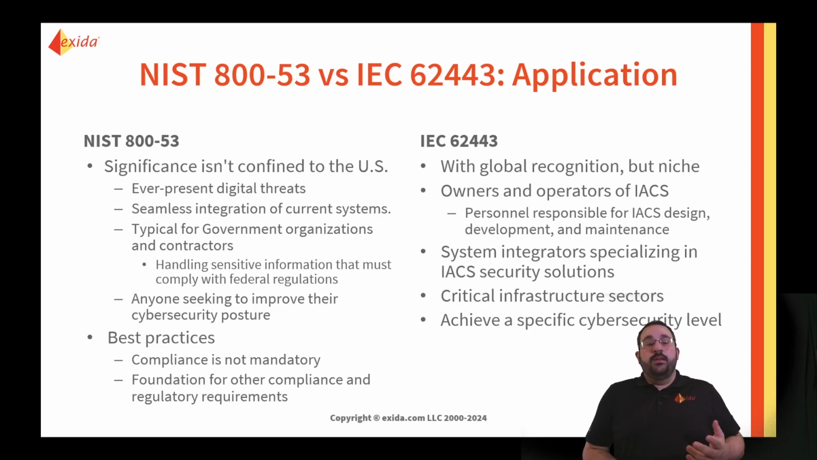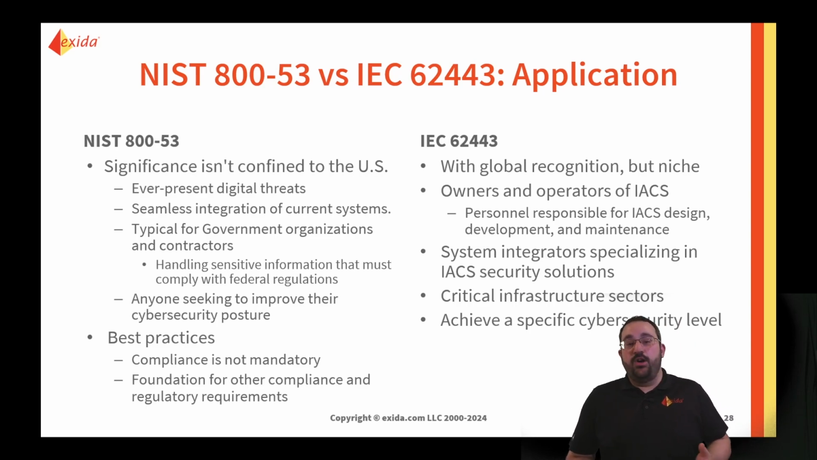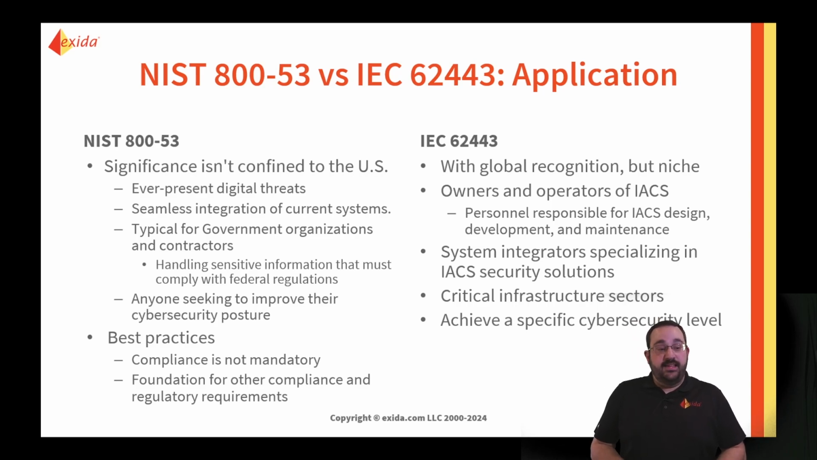When we look at 62443, it is globally recognized, but it's very niche. It's not as widely used or necessary as much as you would find NIST 853. So it's primarily for owners and operators of industrial automated control systems, or anybody that helps design, develop, or maintain these systems. System integrators specializing in IACS security solutions, critical infrastructure sectors to some degree, and achieve a specific cybersecurity level. So your ultimate goal with 62443 is to meet a security level that is acceptable and tolerable to your organization's standards.